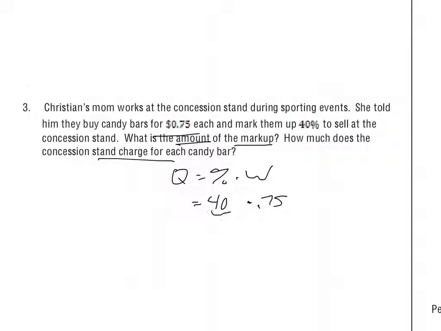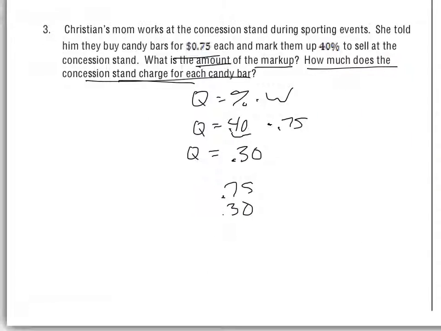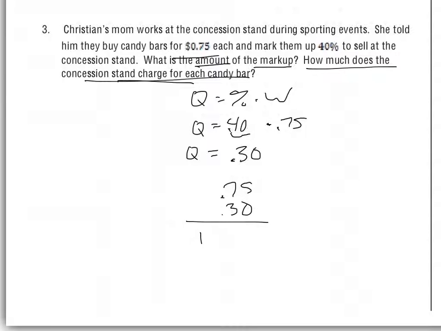Move the decimal 2 times. It's going to be 0.40 times 0.75. That tells me the markup is 0.3, or 30 cents, which means we can recognize that they charge an additional 30 cents. So the answer to the second question is 75 cents plus 30 cents. The price is going to be $1.05.